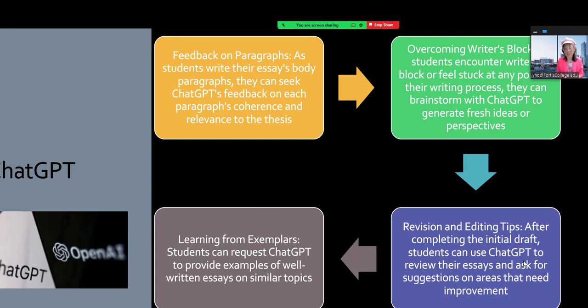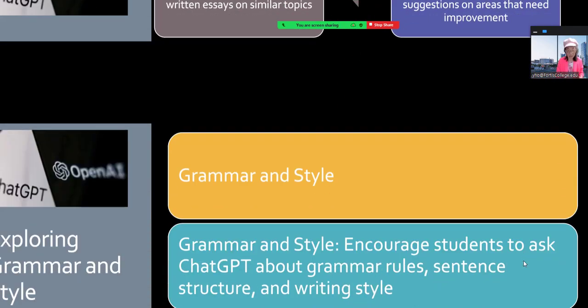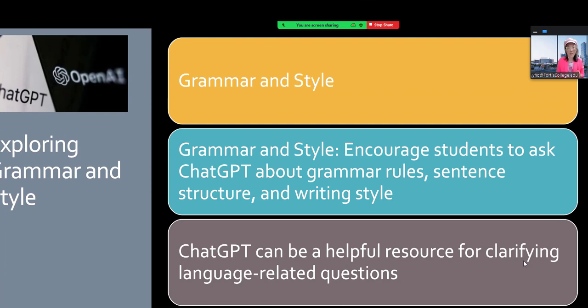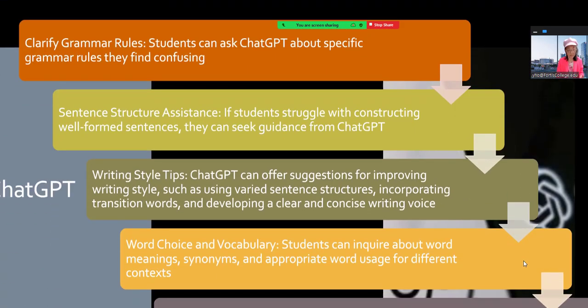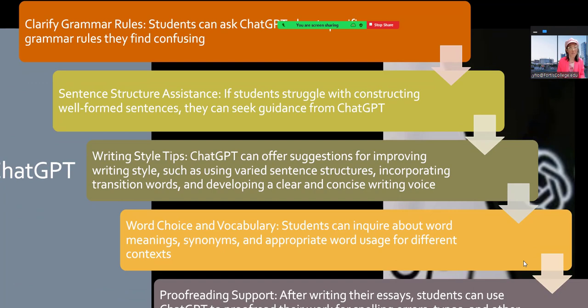Revision tips. After completing the initial draft, students can use ChatGPT to review their essays and ask for suggestions on areas that need improvement. Grammar and style. Encourage students to ask ChatGPT about grammar rules, sentence structure, and writing style. ChatGPT can be a helpful resource for clarifying language-related questions. Clarify grammar rules. Students can ask ChatGPT about grammar rules they find confusing. Sentence structure. If students struggle with constructing well-formed sentences, they can seek guidance from ChatGPT.